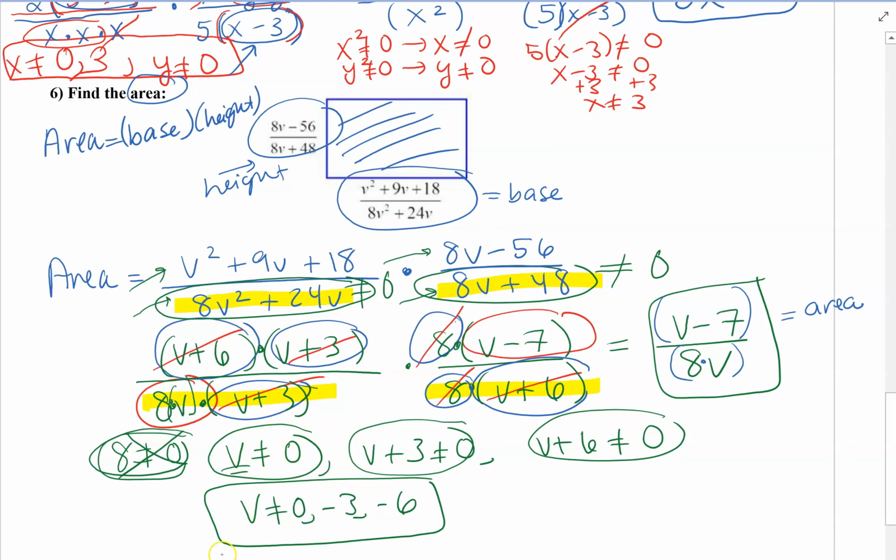We cannot let that be 0. There was a factor of v plus 3. We cannot let that be 0. And there was a factor of v plus 6. So v can't be 0, and then from this one it can't be negative 3, and then from that one it can't be negative 6. And that concludes our video notes on section 4.2, and I will see you guys in class.